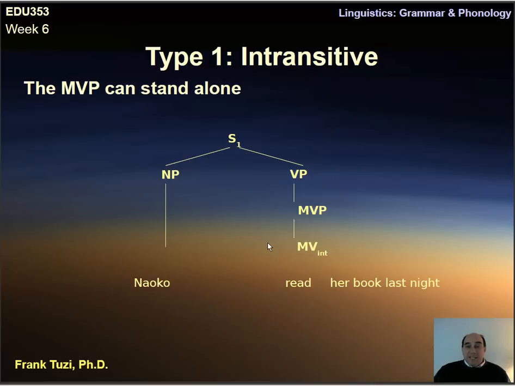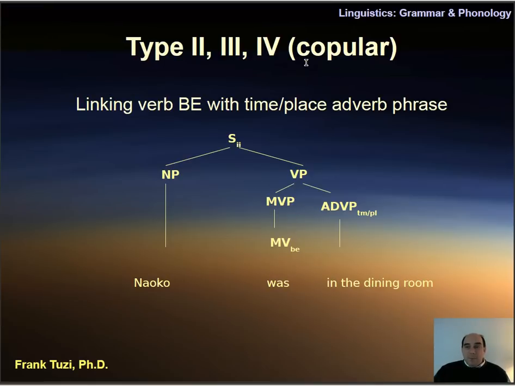Alright, let's go on to type 2. Now, types 2, 3, and 4 are all going to be copular, or B-verb, right? You know what the B-verb is, right? Is, am, was, are, be, being, been, right? So all of these are going to be B-verbs. 2 is a B-verb, 3 is a B-verb, 4 is a B-verb.